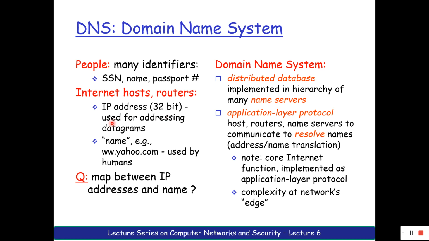Now, if I want to contact google.com, instead of knowing google.com, if I know its IP address, can I remember the IP addresses of all the different routers that I'm interested in visiting? Not possible. So what we did was, that particular IP address was mapped to a specific name. That name is called the domain name.